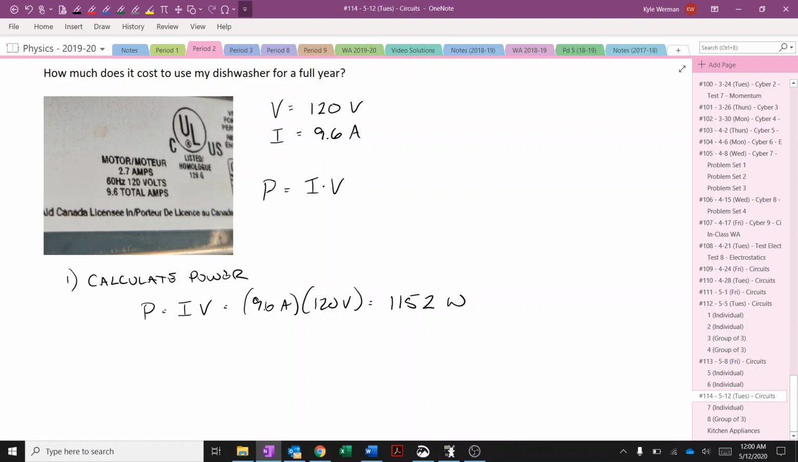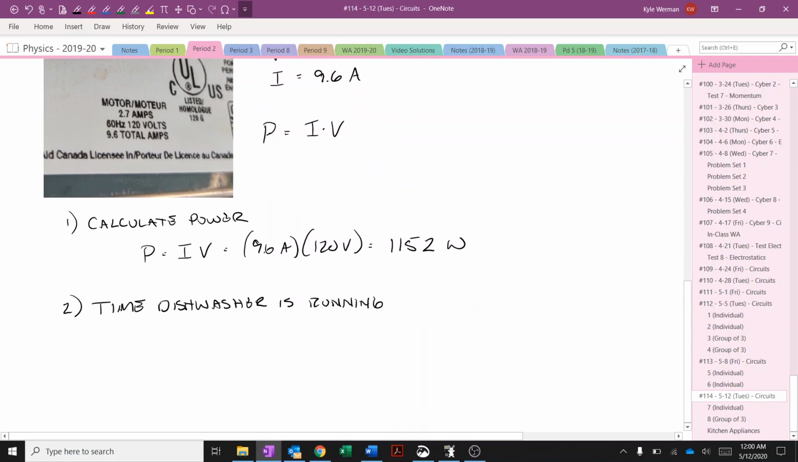Now, a watt is joules per second. And so we know that the energy we use is a function of how long we run and consume that power. So the next thing we need to figure out is, well, how much is my dishwasher running? All right, so step 2 is we need to determine the time the dishwasher is running.